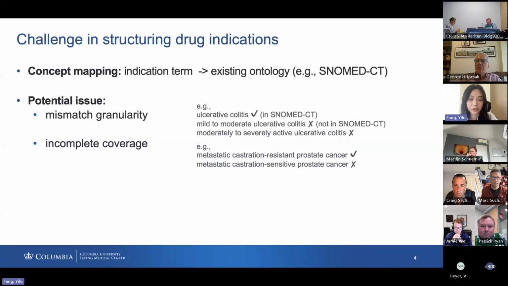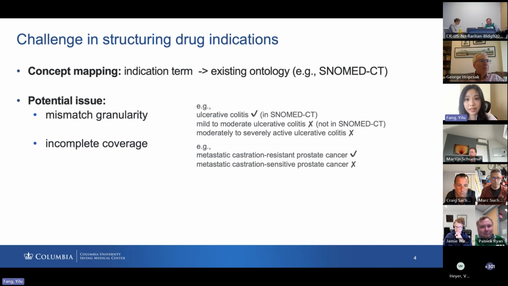However, there are two potential issues. One is mismatched granularity. This refers to the scenario where an indication term has a different granularity from concepts in the existing ontology. Here is an example. We had these three indication terms from different drug labels: ulcerative colitis, mild to moderate ulcerative colitis, and moderately to severely active ulcerative colitis. We can find an exactly matched concept in SNOMED for ulcerative colitis, but we cannot find semantically equivalent concepts for the other two.